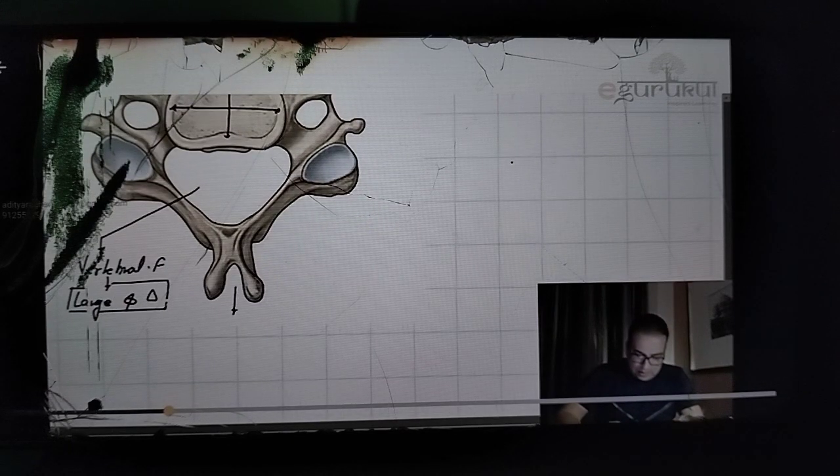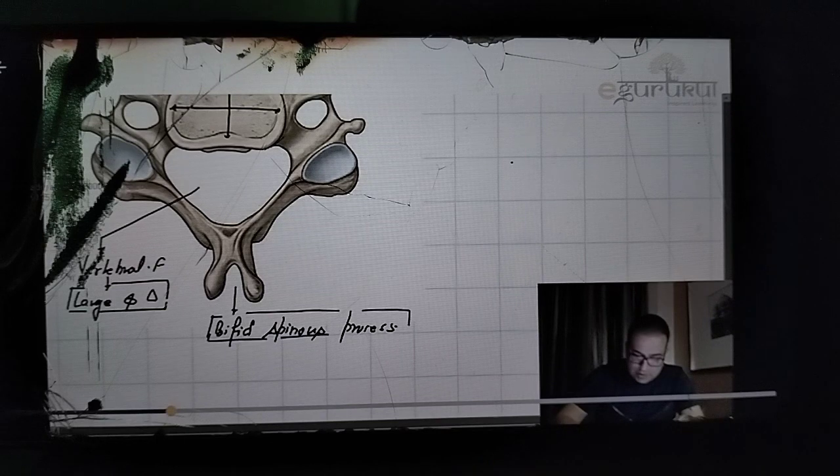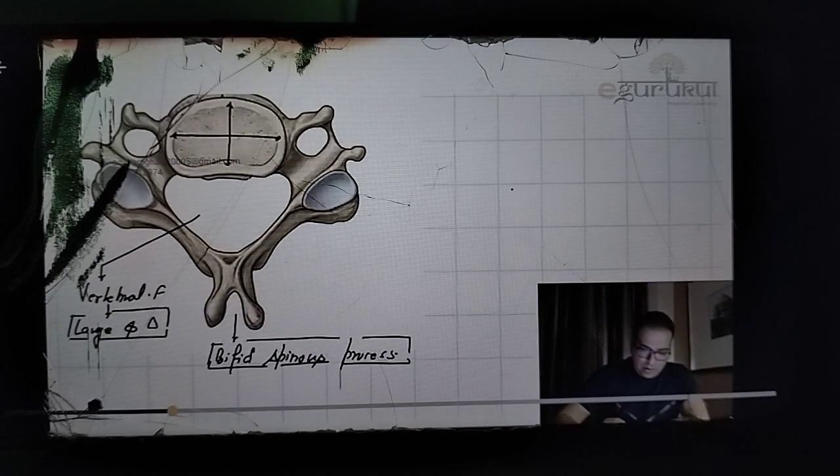This is a bifid spinous process, which is again a typical feature of a cervical vertebrae, and you will not find it in other vertebrae. We have a short spinous process and they are bifid, they are divided. In between them, a ligament is also present. That ligament is called the ligamentum flavum. Now let's come to the next point.